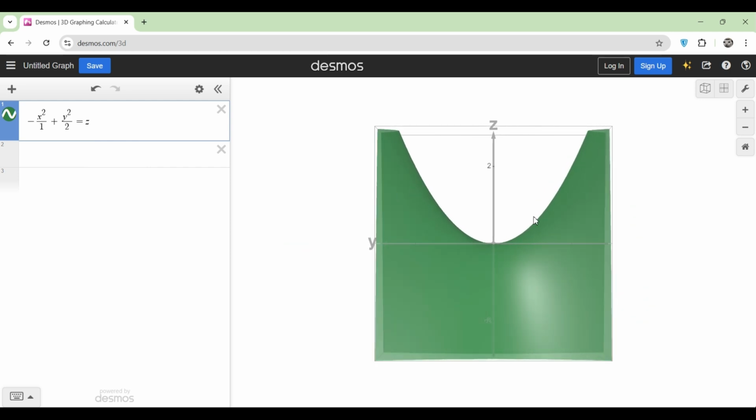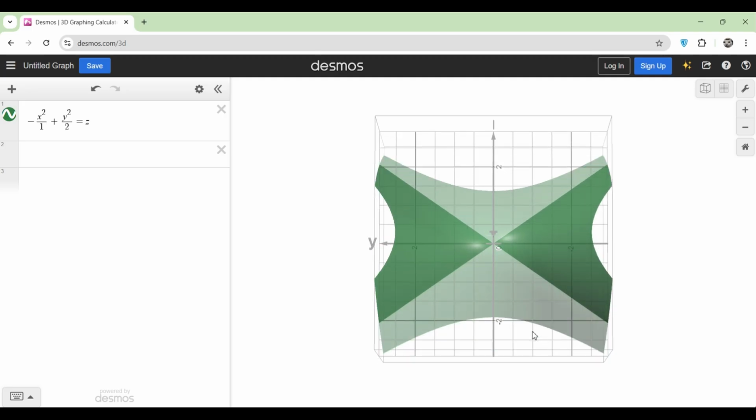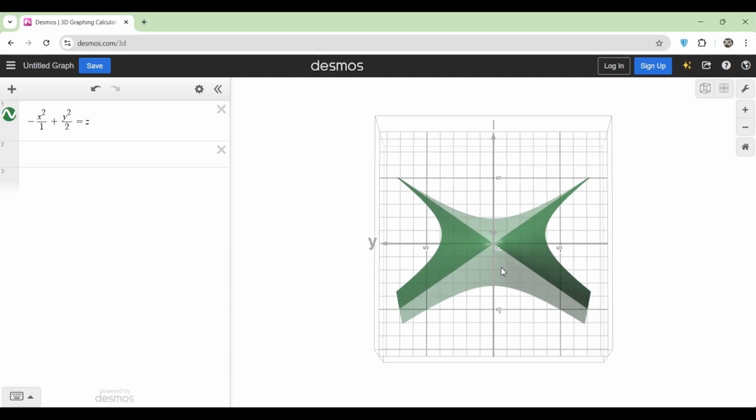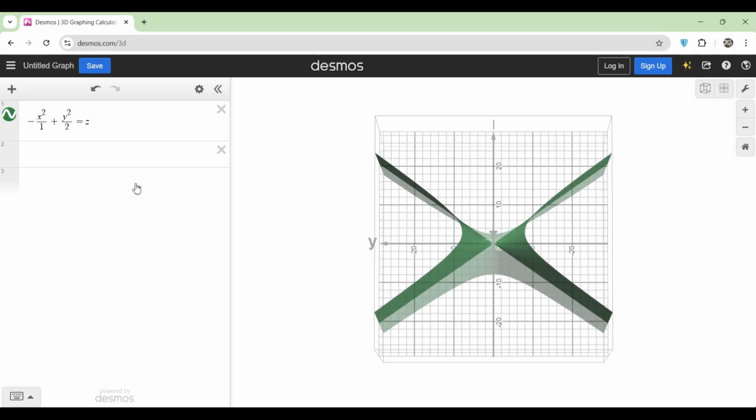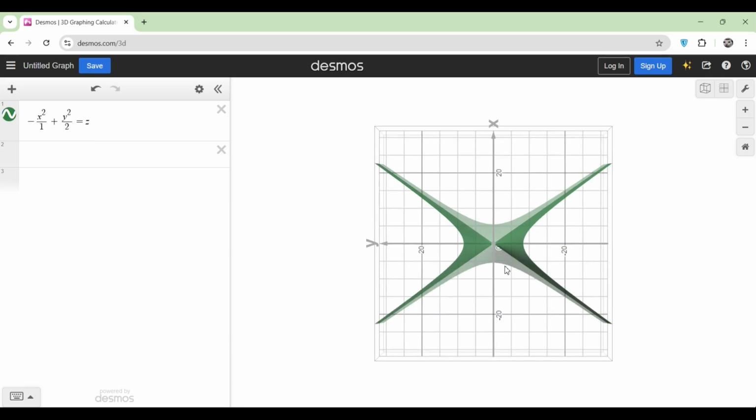For yz trace, there's no x, so y squared is equal to z. It's an up parabola. And for xy trace, let me zoom out a bit. It's going to be y squared minus x squared equals some number here. So it's going to be a hyperbola looking thing. So it is a hyperbola.